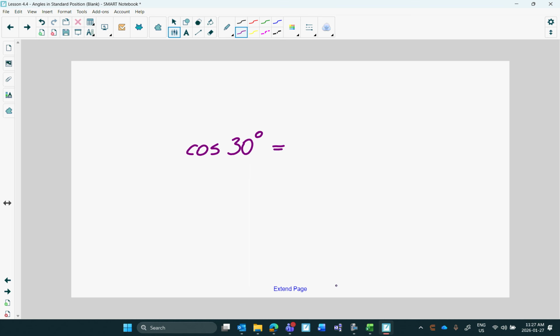And round it to, I don't know, 4 decimal places. Somebody give me the answer. 0.8660. Good.